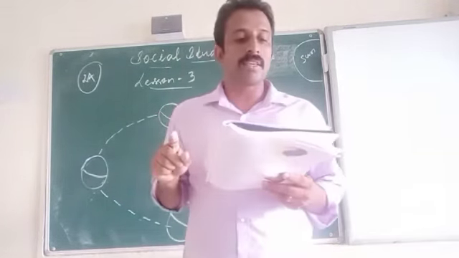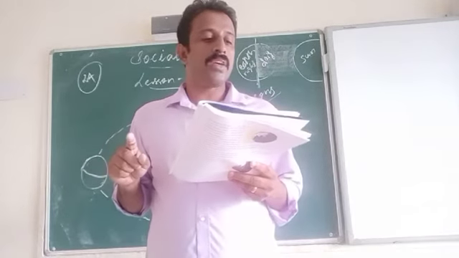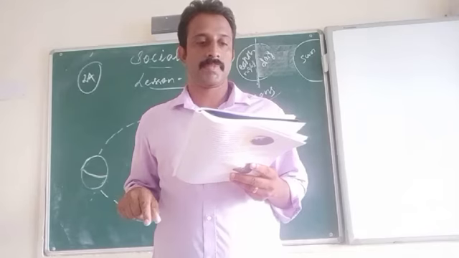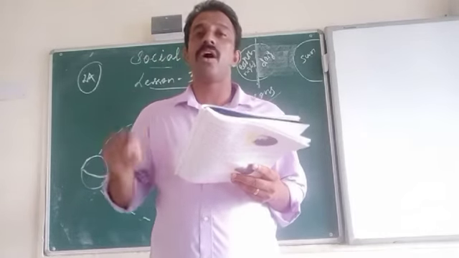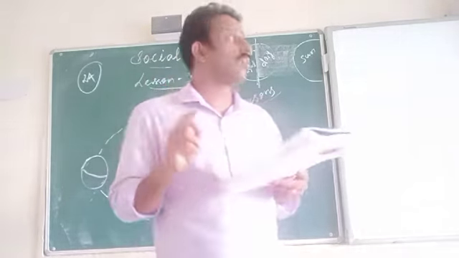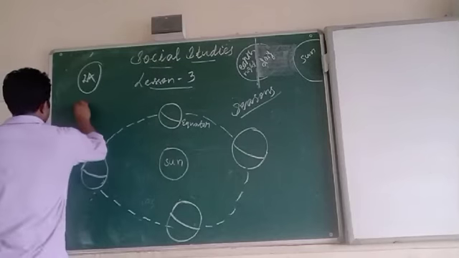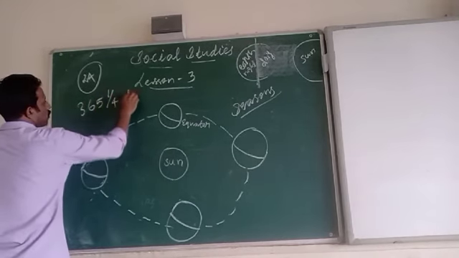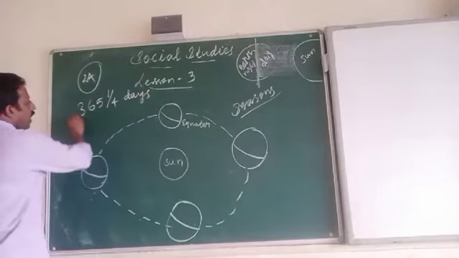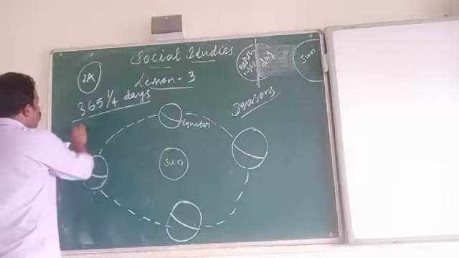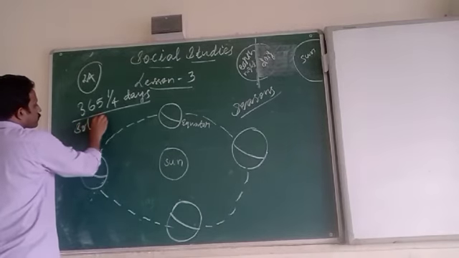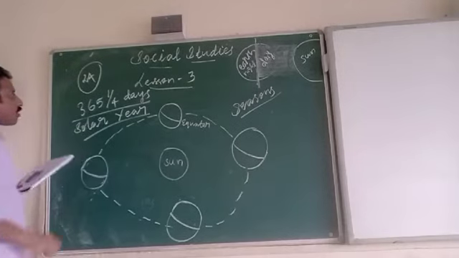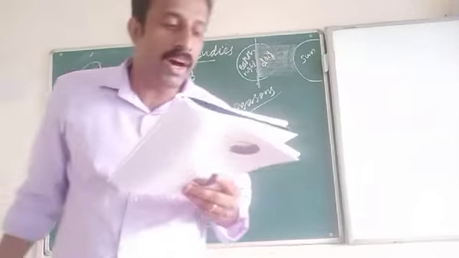The earth takes around 365 and 1/4 days to go around the sun, and this is called the solar year. Clear, all of you?